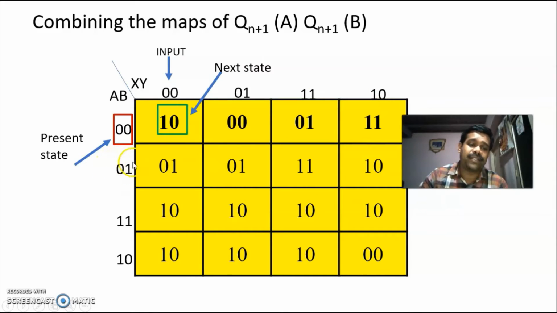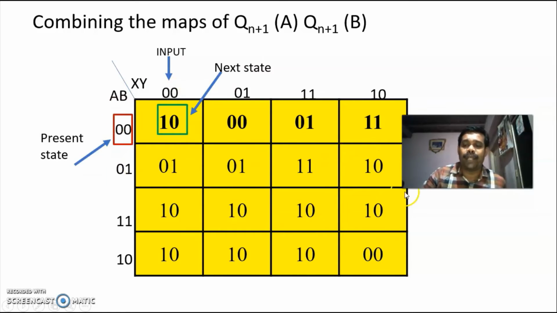Similarly, in the present state 0 1, giving the input 0 0, the next state is 0 1. In the present state 0 1, giving the input 0 1, it goes to the next state 0 1. Then in the present state 0 1, providing the input 1 1, the next state is 1 1. In the present state 0 1, providing the input 1 0, the next state is 1 0.